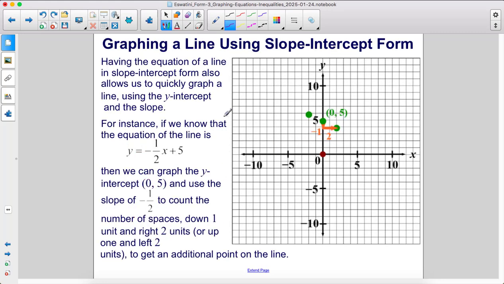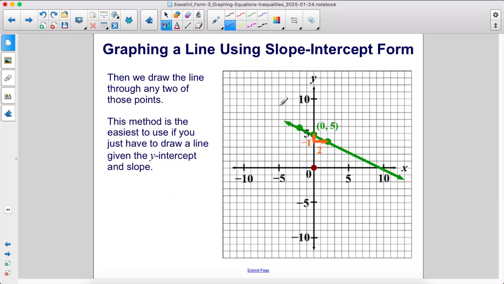Having the equation of a line in slope-intercept form also allows us to quickly graph a line using the y-intercept and the slope. For instance, if we know that the equation of the line is y equals negative 1/2 x plus 5, then first we can graph the y-intercept at 0, 5 here. Then use the slope of negative 1/2 to count the number of spaces down 1 unit and then to the right 2 units, or we could go up 1 and to the left 2 to get an additional point on the line. So remember, this is rise over run, but it's going to be a negative line. So we can go down 1 over 2, and there's our line.